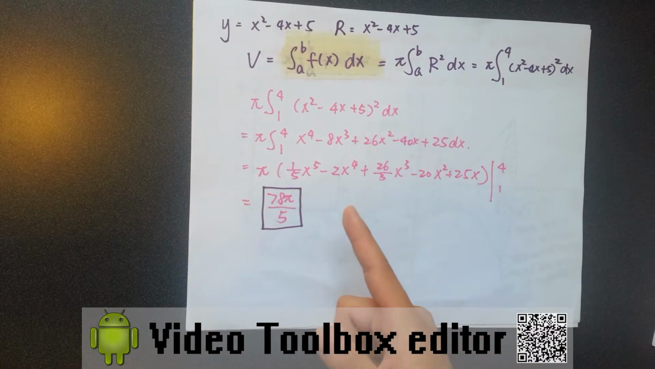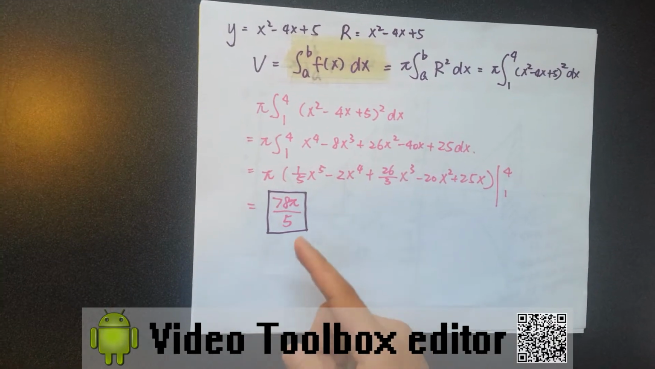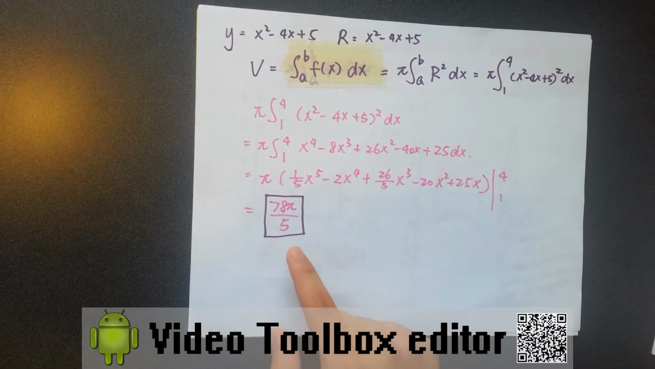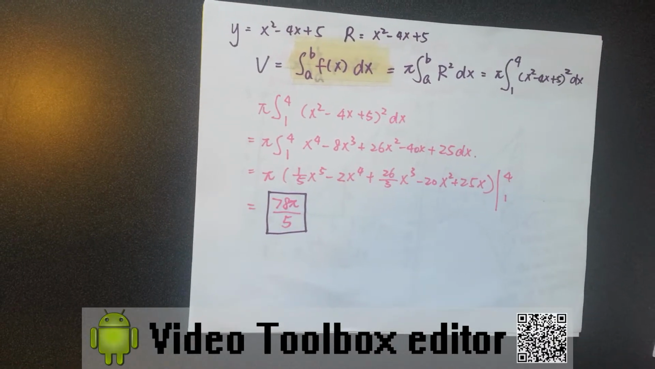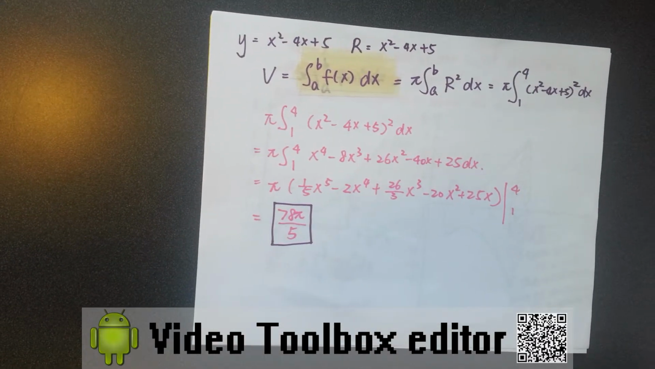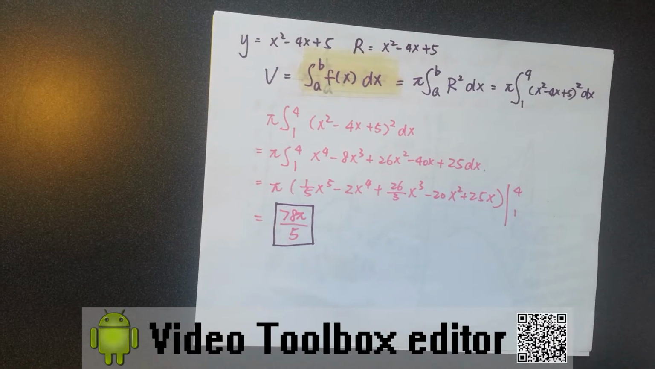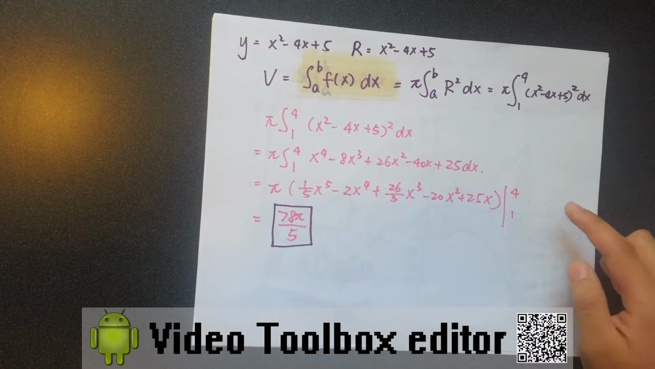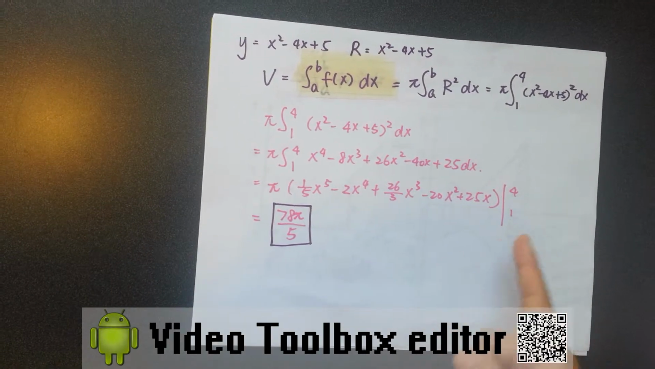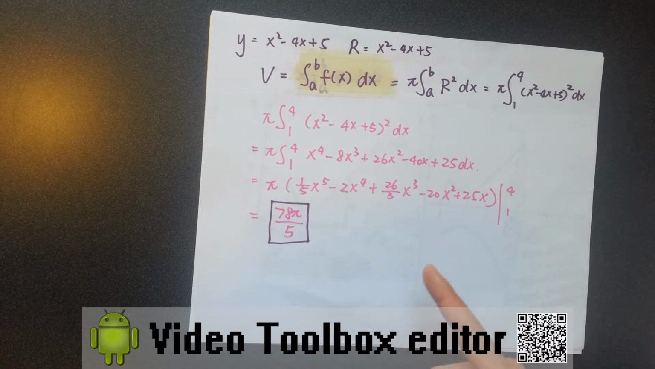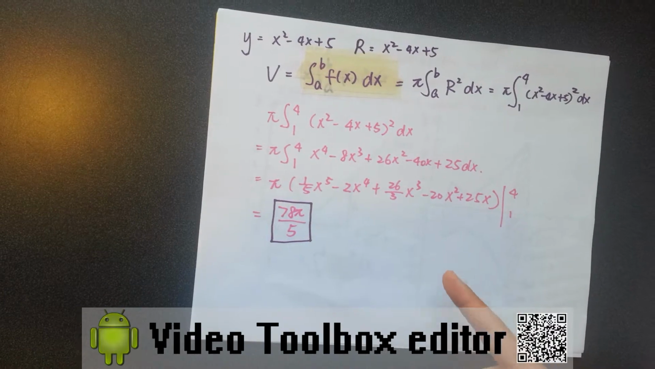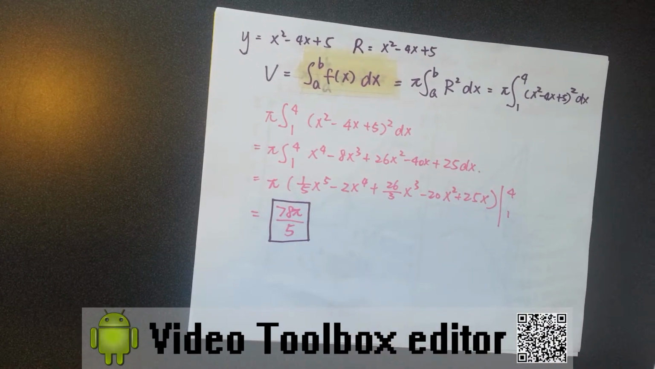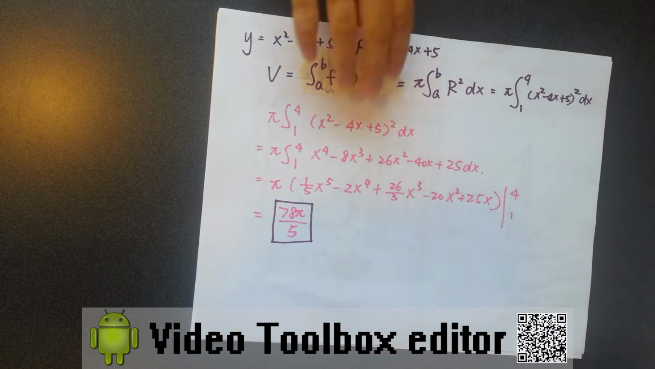And then we'll find the antiderivative of this. So now it will be pi times (1/5 x to the 5th minus 2x to the 4th plus 26/3 x cubed minus 20x squared plus 25x). Then we plug in 4 for the x's, then subtract what we get after plugging in 1 into the equation, and you end up with 78 pi over 5.